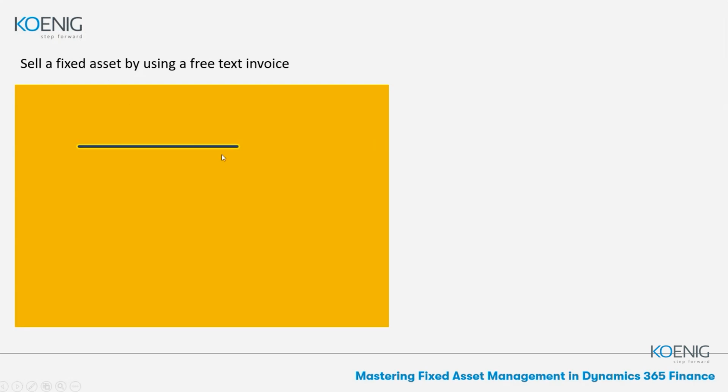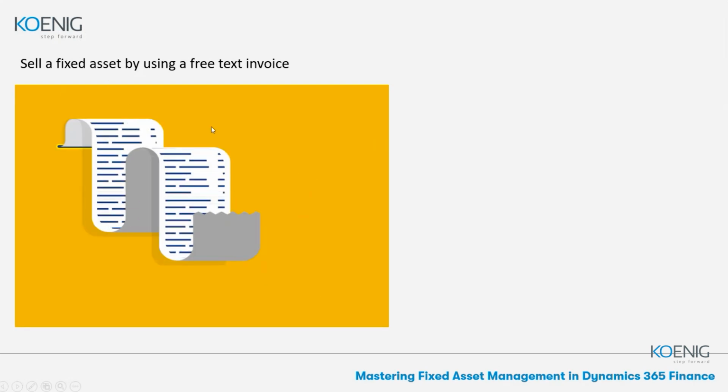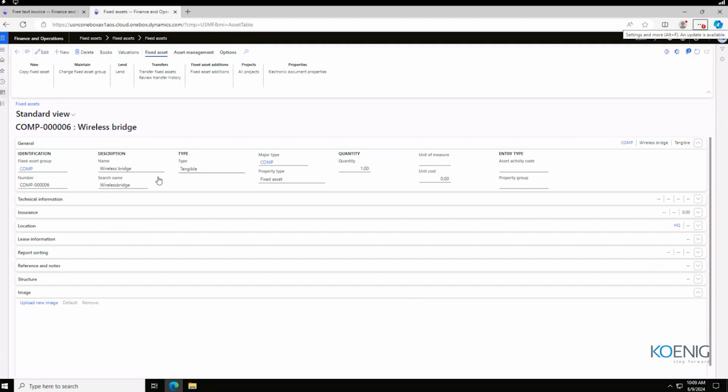The second concept, which is scrapping of an asset. So this I have discussed with you: what is the free text invoice and how do we sell the same? Now let's talk about disposing of a fixed asset, which we are going to dispose in the form of a scrap. Now let me show you how we scrap our fixed asset.